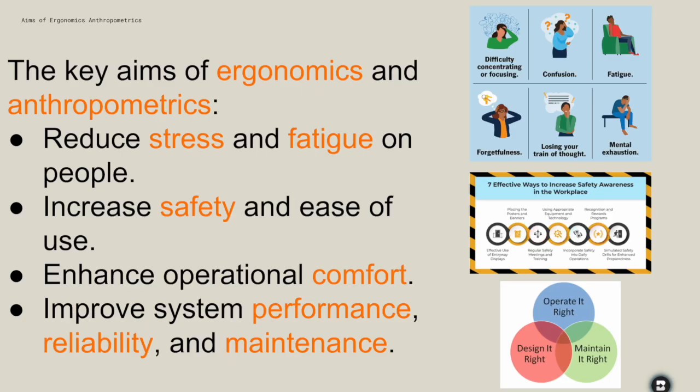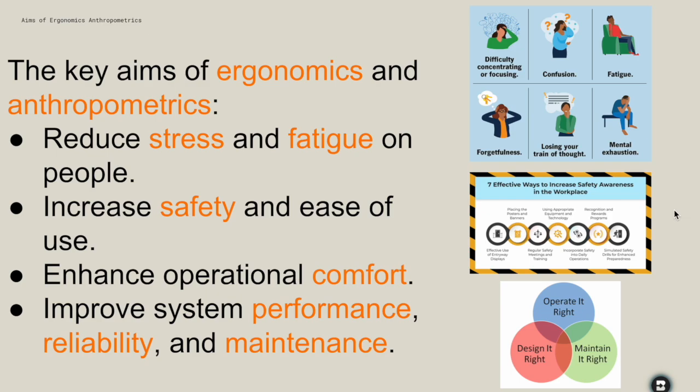The key aims of ergonomics and anthropometrics are to reduce stress and fatigue on people, increase safety and ease of use, enhance operational comfort, and improve system performance, reliability, and maintenance. So for instance, when we're talking about stress and fatigue, we want to reduce people's stress because that can cause them to have a lack of focus or have difficulty concentrating. Stress can cause confusion, fatigue, forgetfulness, losing your train of thought, or mental exhaustion. So we want to avoid those things.